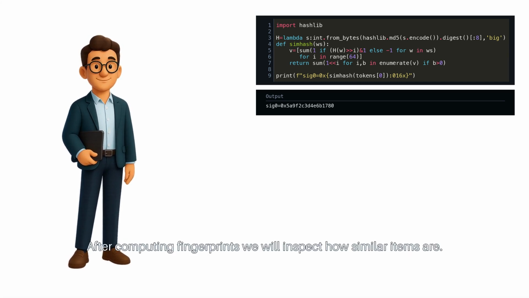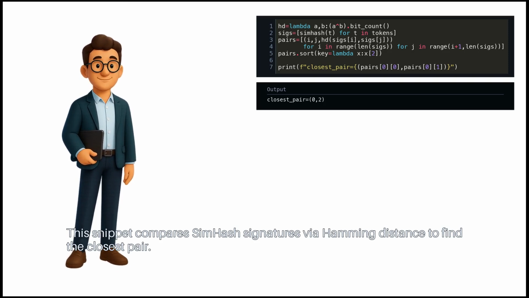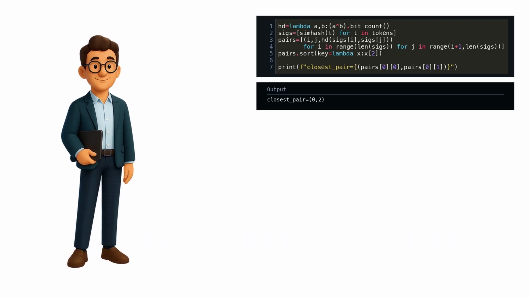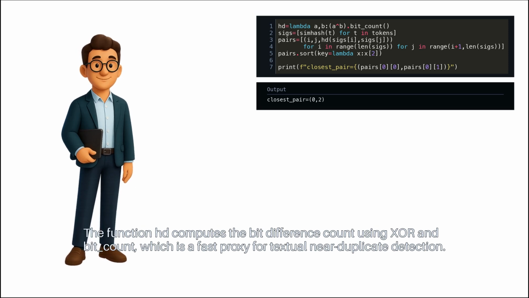After computing fingerprints, we will inspect how similar items are. This snippet compares SimHash signatures via Hamming distance to find the closest pair. The function HD computes the bit difference count using XOR and bit count, which is a fast proxy for textual near duplicate detection.